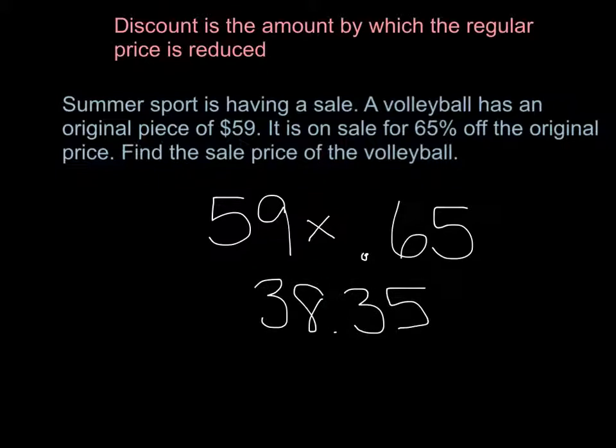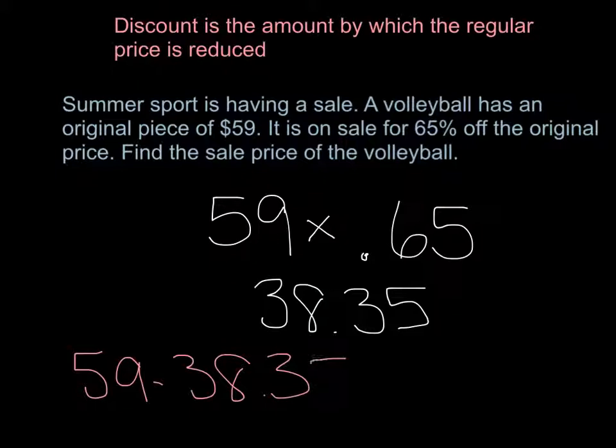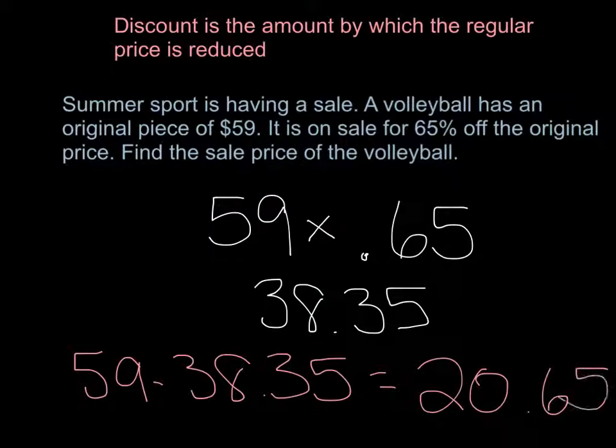38.35, but that's not what you're actually paying. The 38.35 is the amount that is discounted. So then you take the 59 and you subtract the 38.35, and you get $20.65 would be how much you would actually be paying once you bought the volleyball.